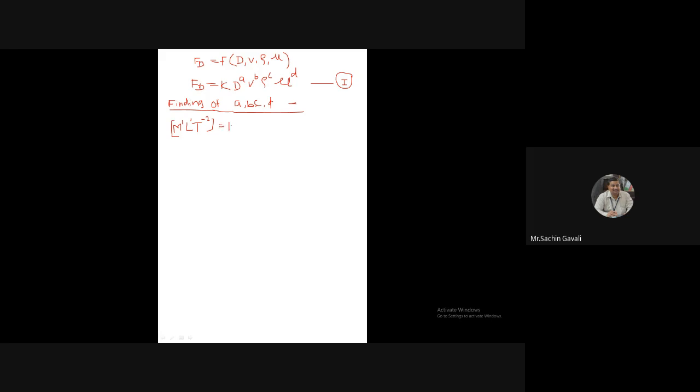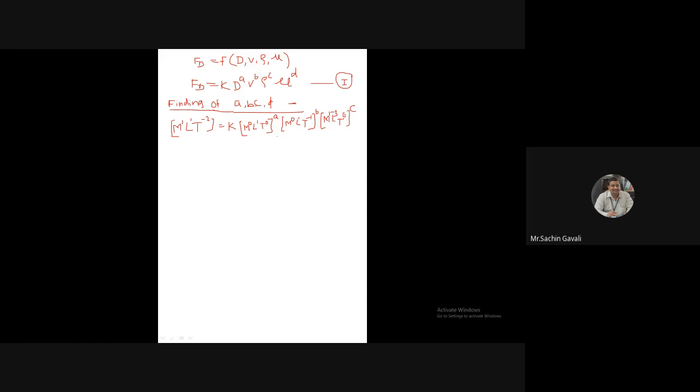Is equal to K into D, which means L only: M raised to 0, L raised to 1, T raised to 0, all raised to A. Then velocity V means M raised to 0, L raised to 1, T raised to minus 1, raised to B. Density, kg per meter cube, means M raised to 1, L raised to minus 3, T raised to 0, raised to C.